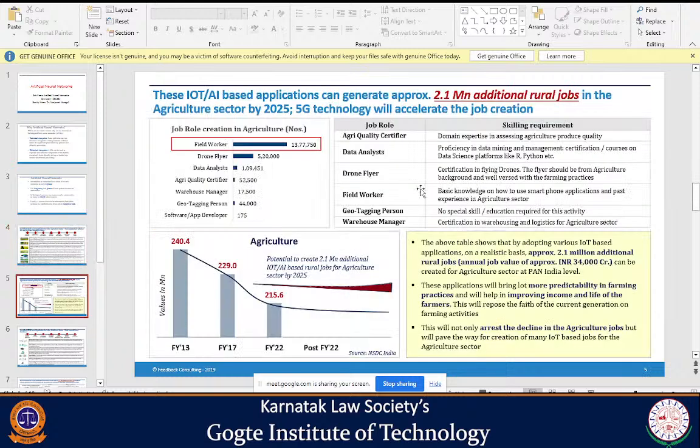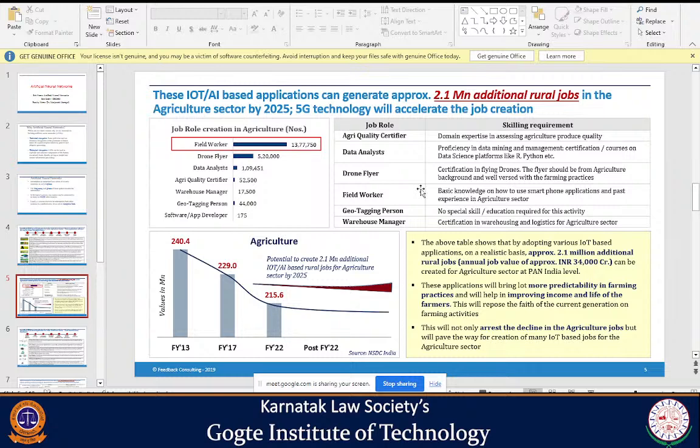And by using the artificial neural network, there is job creation in the agriculture field. You can imagine how many people are required in the field as workers to train the ANN, and also drone flyers, data analysts, agri quality certifiers, warehouse managers, geotagging, and software application developers. These are also used for artificial neural networks in the industries.